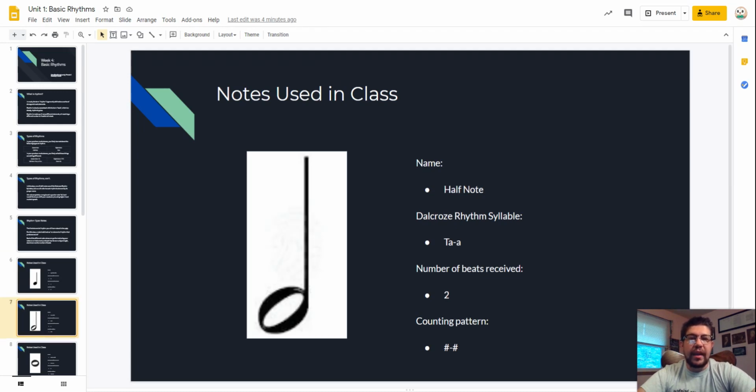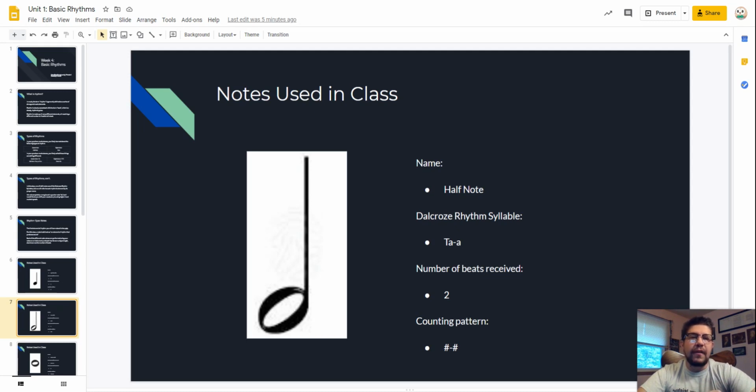The next note that we have is the half note. You can see right there it is an open circle with a stem coming off of it. The Dalcroze rhythm syllable we are going to use in class here is ta-a. Now, if you use the syllable tu, it is not incorrect. However, quarter notes and half notes are related to one another. They are actually pretty close to one another, honestly. They're just differing by one beat.